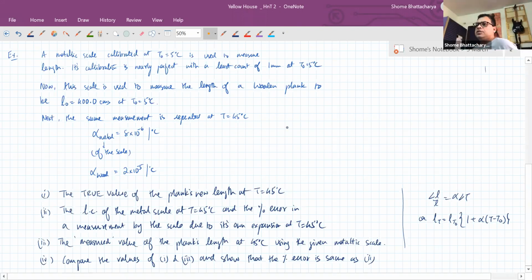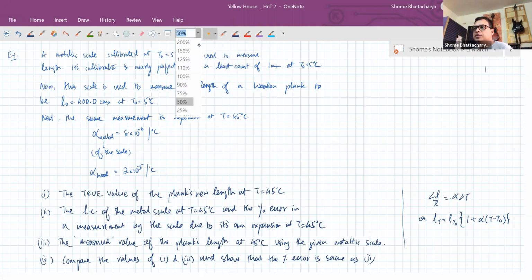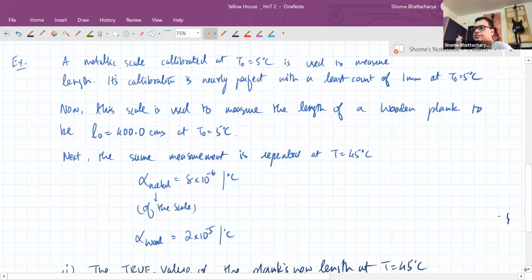Okay, let's understand this question in detail. There are two things which are expanding. One is the metallic scale itself and the other is a wooden plank. So let's understand this.